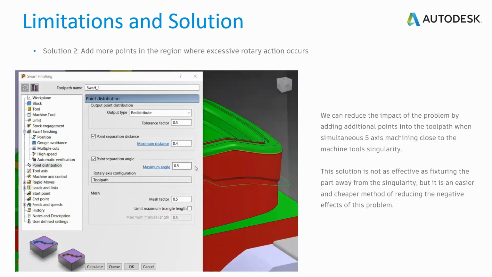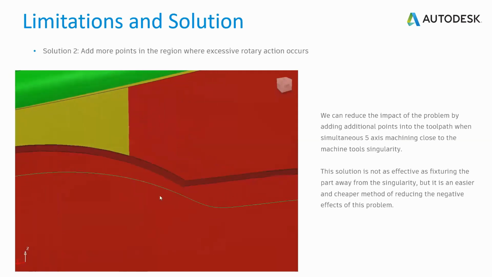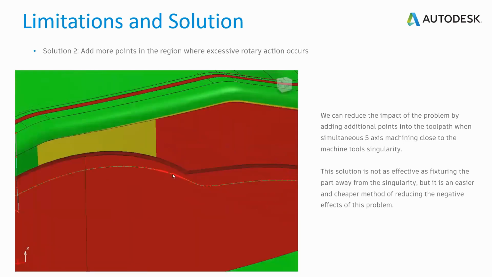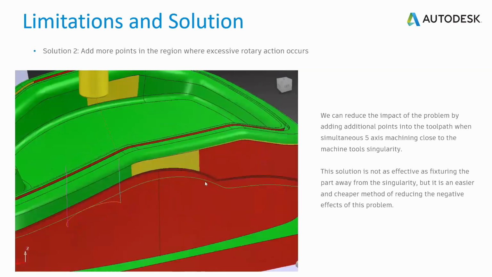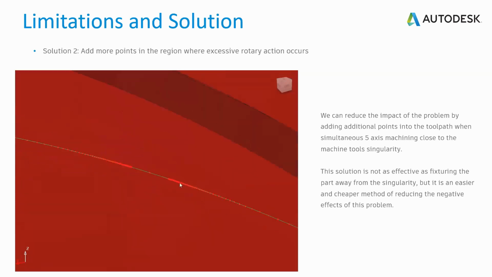And we also have a second solution: adding more points in the point distribution settings, which is available in all PowerMill toolpath strategies. We can reduce the impact when simultaneous 5-axis machining close to the machine tool singularity. By reducing the value of point separation angle, we can get better results. Though this solution is not as efficient compared to mounting the part over an angular fixture, it is a cheaper and easier method of reducing the negative effects of this problem.